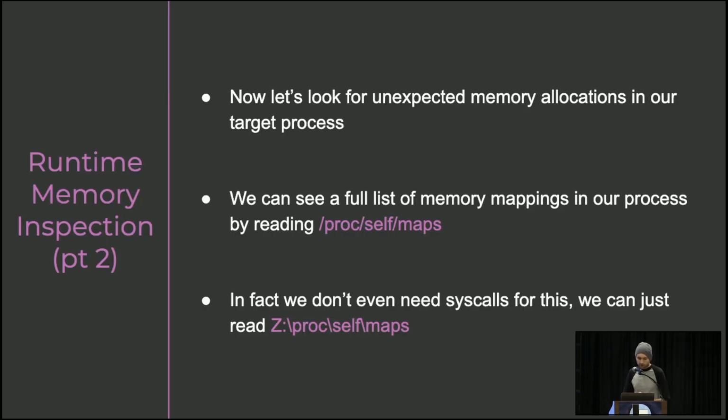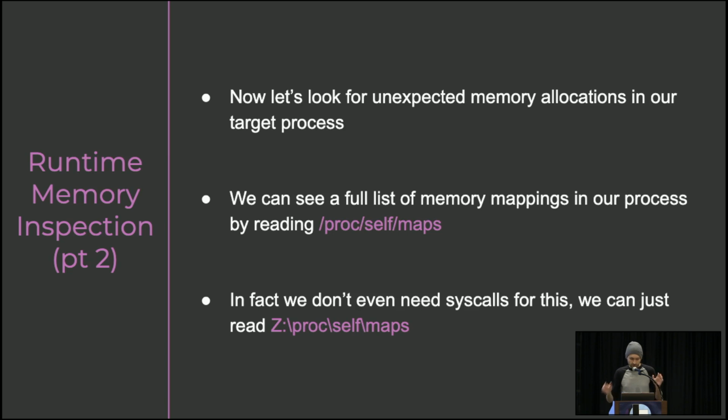Now the other thing we talked about was runtime memory inspection. What we want to do is look for unexpected memory allocations in our target process. And the way that you typically would do something like that on Linux is you would look at the file proc self maps, which is a special purpose file that contains a text-based list of all the memory mappings in your current process. And up until last night, I had a whole bunch of code on this slide of how you would do that using syscalls.